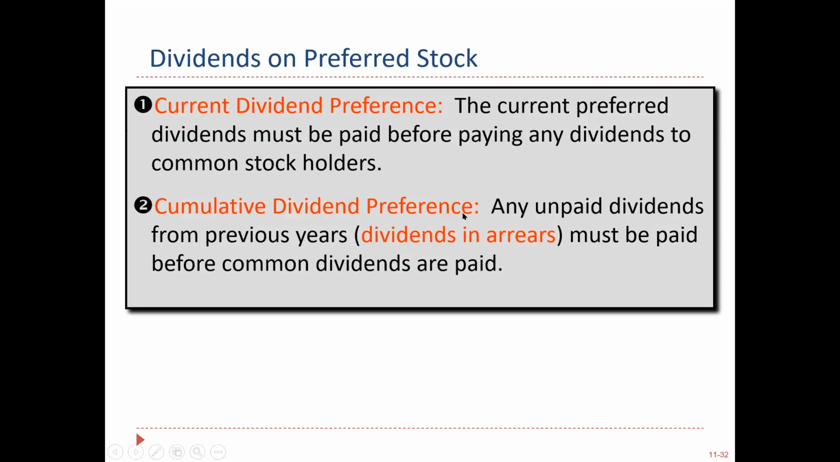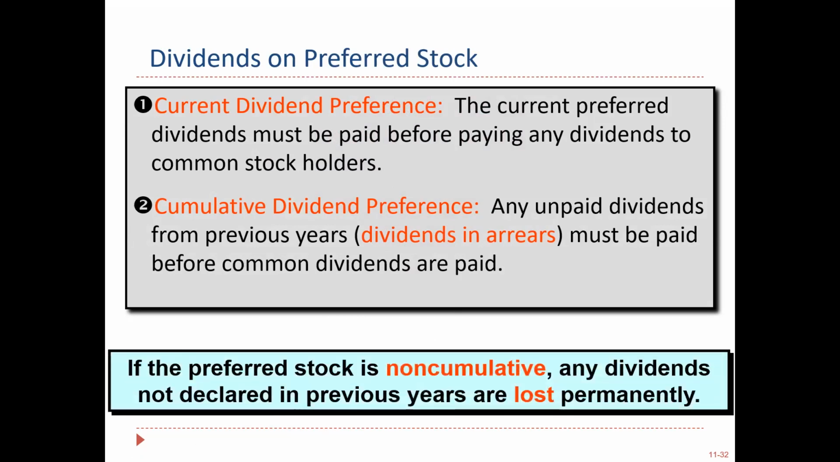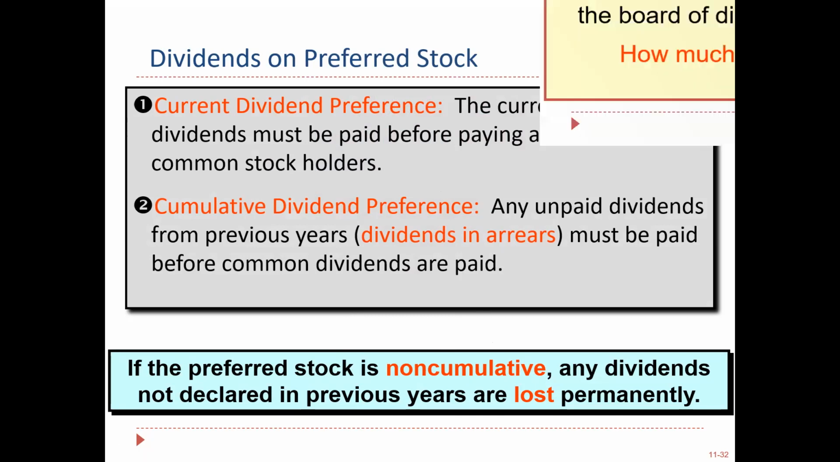Cumulative dividend preference: any unpaid dividends from prior years, those are called dividends in arrears, must be paid before common dividends are paid. So you own stock and the par value multiplies out to a dividend of $1,000 a year. Under the current preference, you're only going to get $1,000 at the most. Under the cumulative, if they have not paid dividends for, say, 3 years, they have to catch up those 3 years, $1,000 each. If the preferred stock is non-cumulative, any dividends not declared in prior years are lost forever.